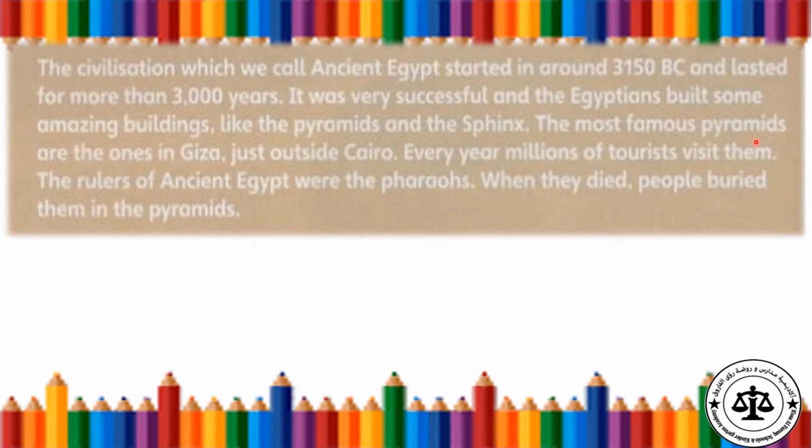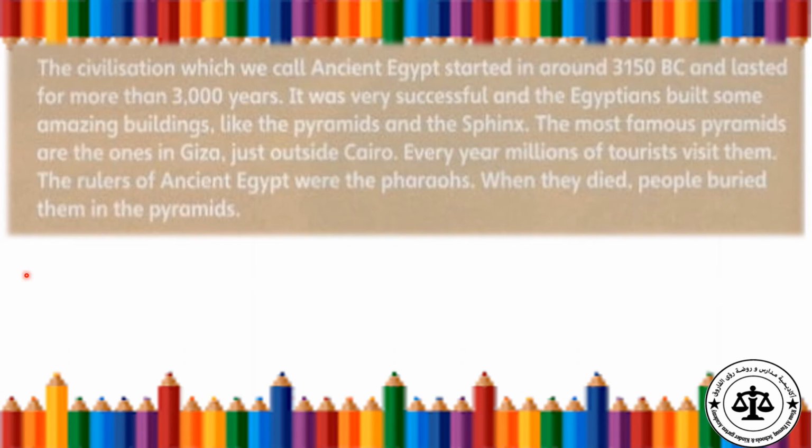The most famous pyramids are the ones in Giza, just outside Cairo. Every year, millions of tourists visit them. Them refers to, yes, excellent, pyramids and Sphinx. The rulers of ancient Egypt were the pharaohs. حكام the ancient Egypt were, yes, the pharaohs, الفراعنة. When they died, people buried them in the pyramids.